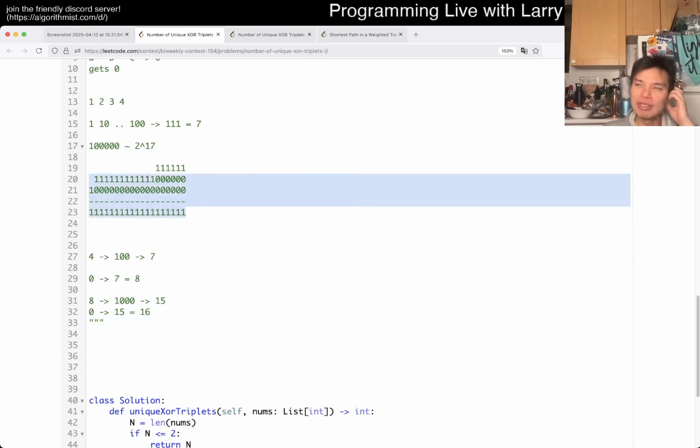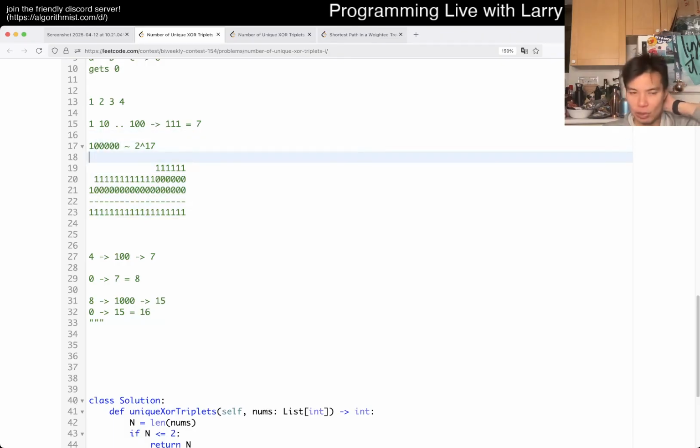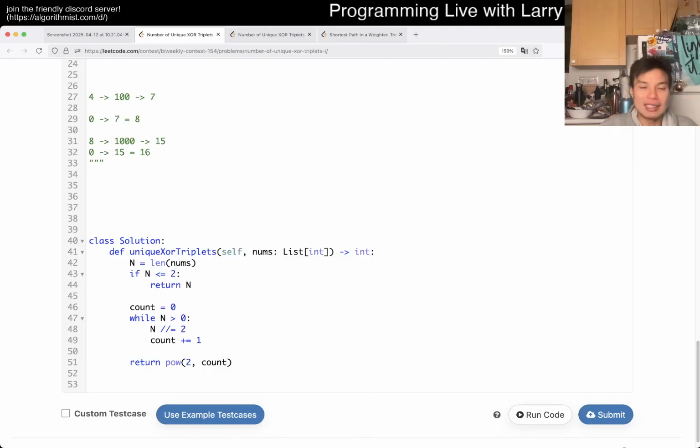Honestly, I probably could have come up with this during the contest, but I was just trying to YOLO a little bit with the for loop and understanding. And this is basically the code. I just count the number of bits, and then for the biggest one, I just take the power of 2, and that's it. Which is kind of what we went over.